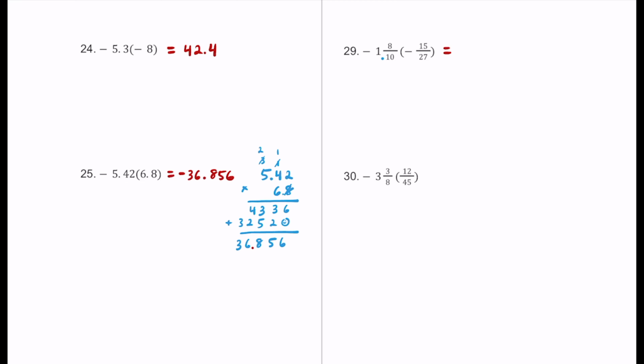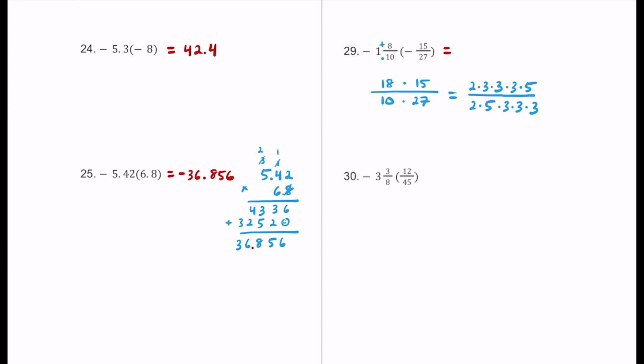So 1 times 10 is 10, plus this 8 is going to be 18. So if we rewrite this, we're going to get 18 over 10 for that first fraction, and we're going to get 15 and 27 for that second fraction. All right. Now 18, if we break it down, is going to be 2 times 3 times 3. Let's go ahead and leave some space here. So we have 2 times 3 times 3, and this 15 is going to break into 3 times 5. This 10 down here is going to break into 2 times 5. And then this 27 can break down into 3 times 3 times 3.